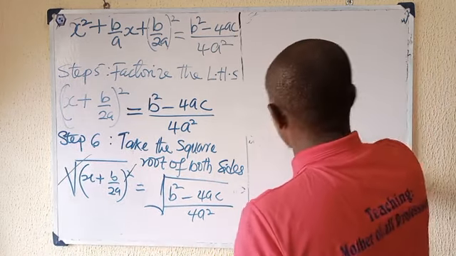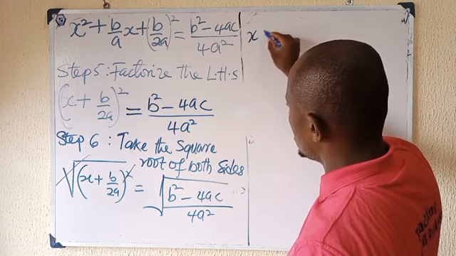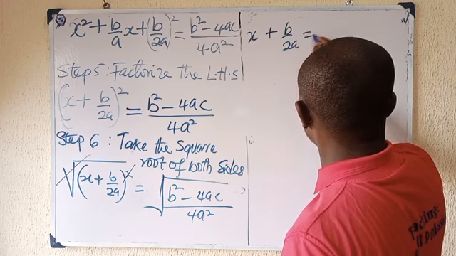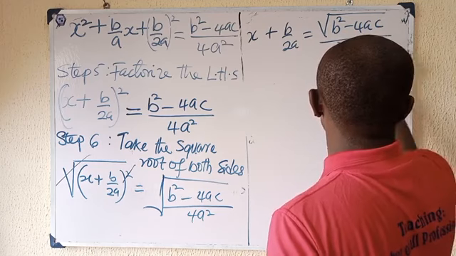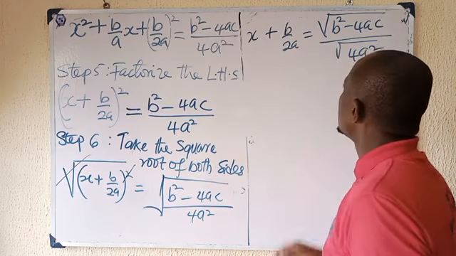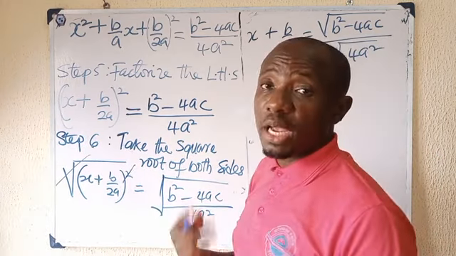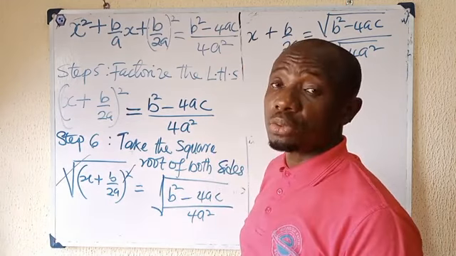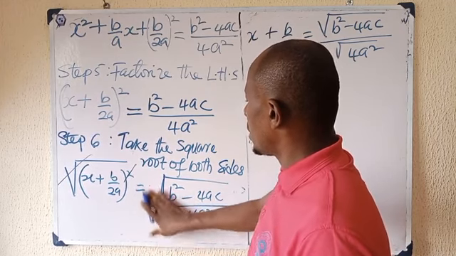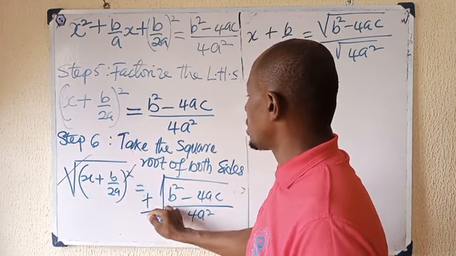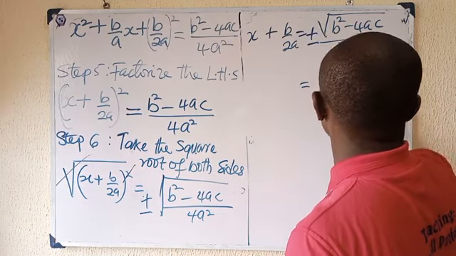So if we do that, this expression will change to x plus b over 2a is equal to the square root of b squared minus 4ac over the square root of 4a squared. Please, anytime you take square roots when solving an algebraic equation, always remember to put the plus and minus sign. Very important. Always remember to put the plus and minus what? Sign. Right? So we have plus and minus of this.